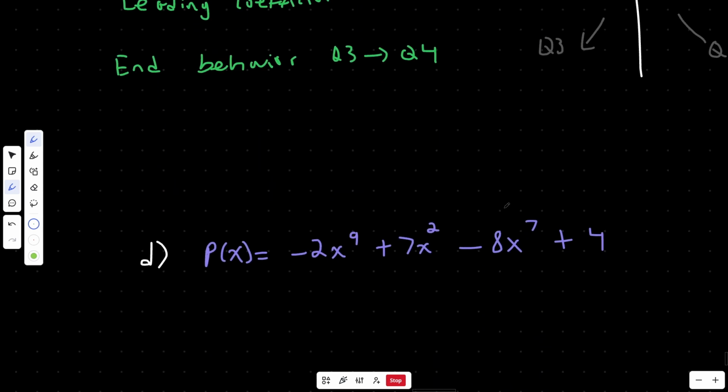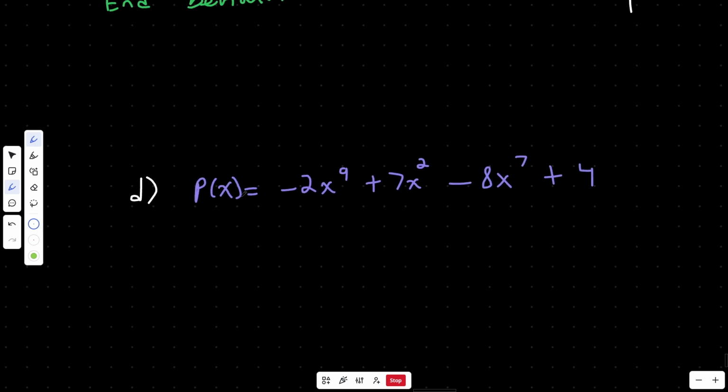So let's keep going. Lastly, for question D, we're given this polynomial, minus 2 times x to the 9, and so on. So let's first identify the degree. I'm noticing the highest exponent on the variable is 9 right here, and so we can say degree of 9.